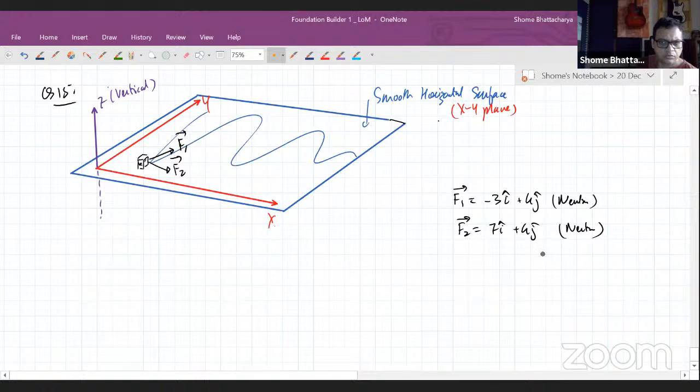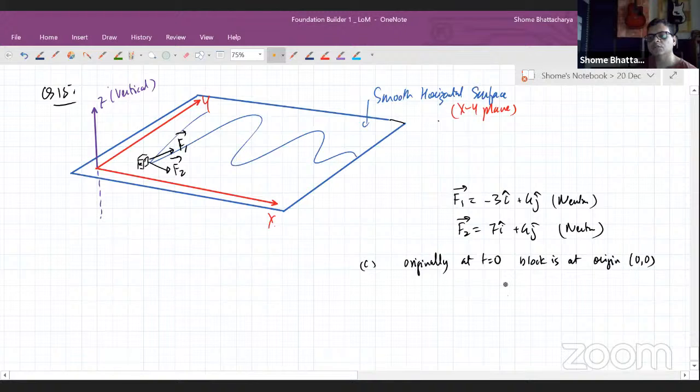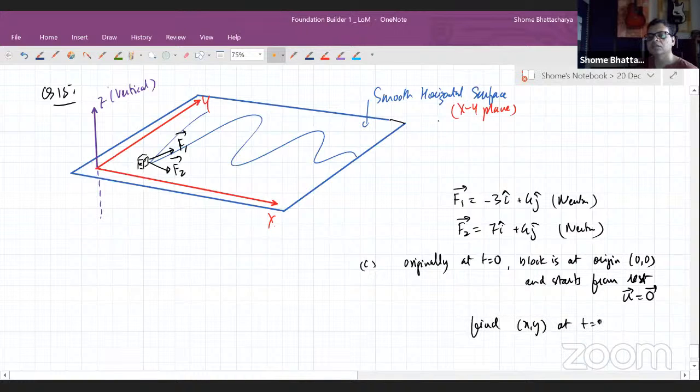Okay. Now, also for the C part, the information given to us is that originally, that is at t equal to 0, when the motion starts, the block is at the origin. That means it's at (0, 0) and starts from rest. So that means its initial velocity has to be taken as 0. We have to find the position of the block, that is the coordinates at t equal to 5 seconds. Find the x and y coordinates of the block.